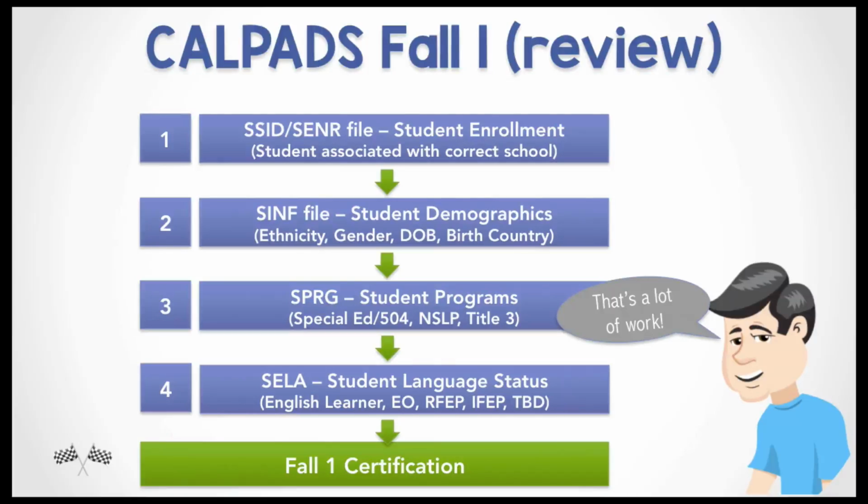Real quick Fall 1 review. I'm not going to spend time on this. Just you've got those 4 different files. You've got to upload them in a specific order, and then you have to go in and certify Fall 1, Level 1, and Level 2. Yes, it's a lot of work, but hopefully that process was one that you conquered early on in the school year, and that usually has to get done before everybody goes on winter vacation.